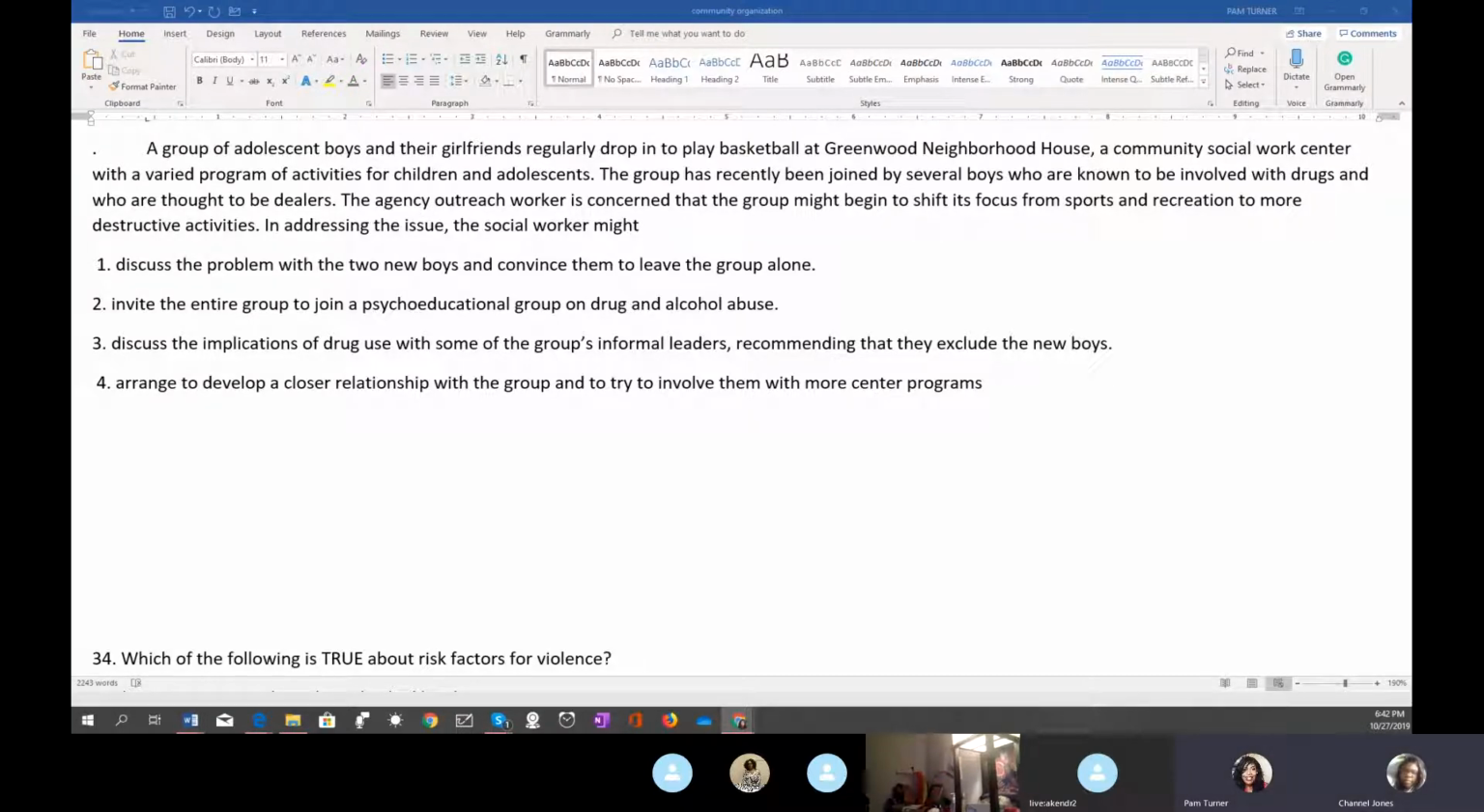Anybody else want to have an opinion on that? I really like the way she justified her answer. Kudos. Good answer. And it is 2. Because as a social worker, we really don't want to turn people away, do we? However, I've got to have a bigger picture. I want everyone to be safe. So I have to make sure that everyone is safe.